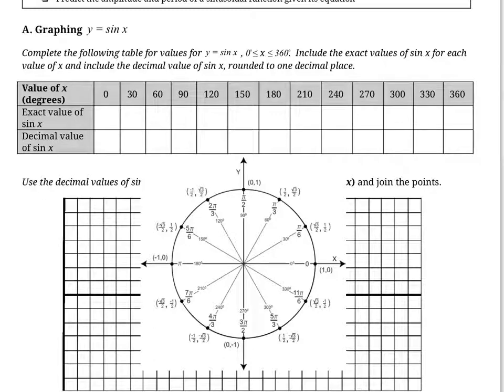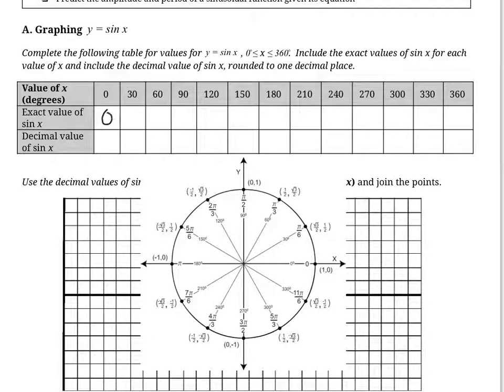So let's take a look at the sine value of, let's go up by 30. So let's take a look at 0, 30, 60, 90, 120, 150, etc. And we'll go all the way to 360. So we can remember that on the unit circle, our y value is going to be the value of sine for that angle. So that means that the sine of 0 degrees is going to be 0. So let's add that into our chart.